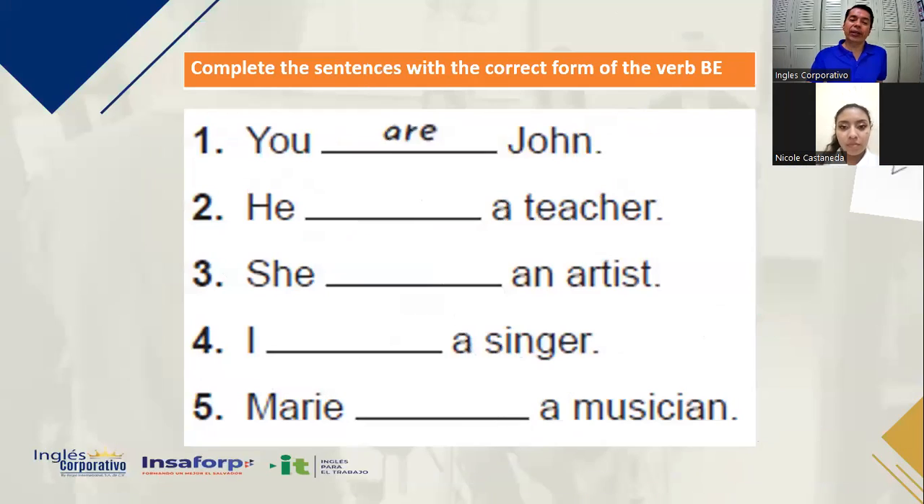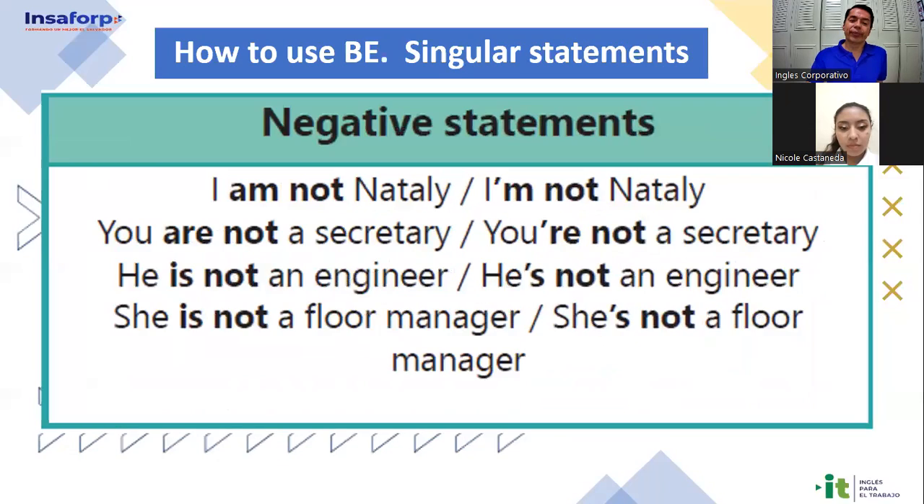Ahora, si queremos hacerlo negativo, usamos la palabra not, ¿sí? Y también podemos contraerlo, miren. I'm not. You are not. You're not. O también puede decir you aren't. Usted no es una secretaria, ¿verdad? You are a cashier, ¿ok? He's not an engineer, or he isn't an engineer. She's not a floor manager, or she isn't a floor manager.